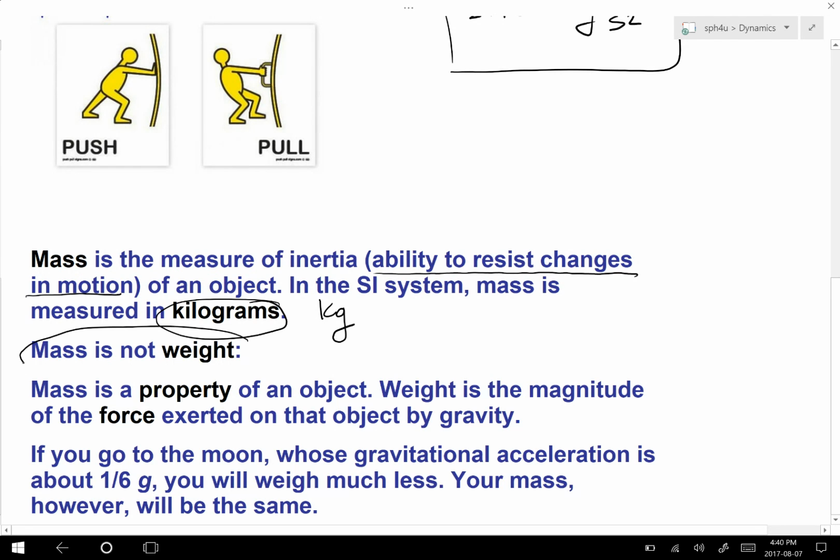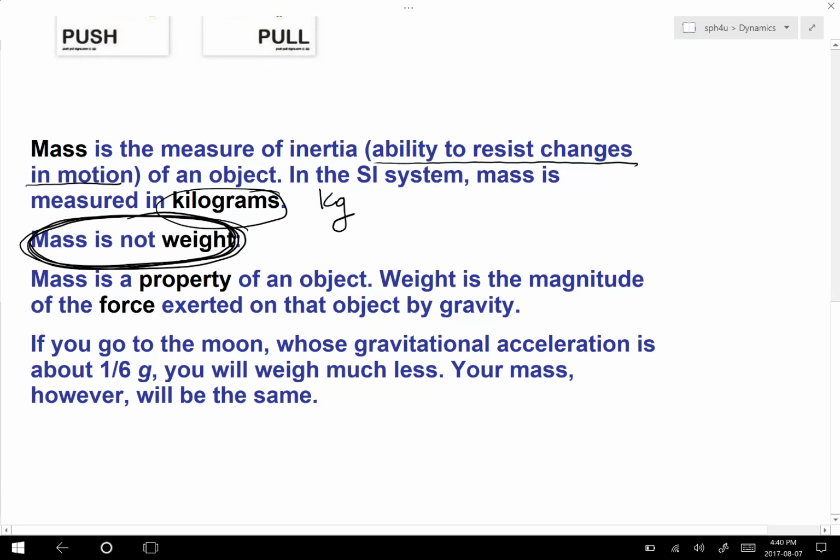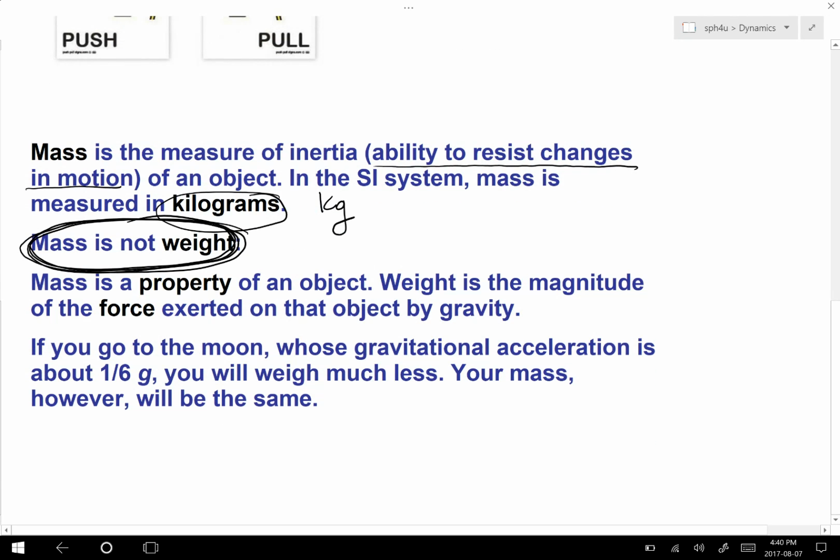All right. So pretty much remember, even though in our everyday language we do use weight instead of mass, mass is not weight. All right. Mass is a property of an object, an intrinsic property. You carry it with you wherever you go in the universe. Whereas weight is the magnitude of gravitational force. All right, so that depends on the environment. All right, so weight depends on environment.